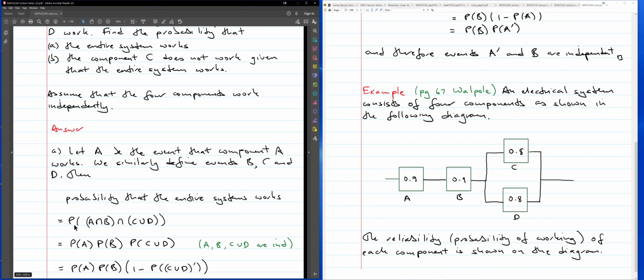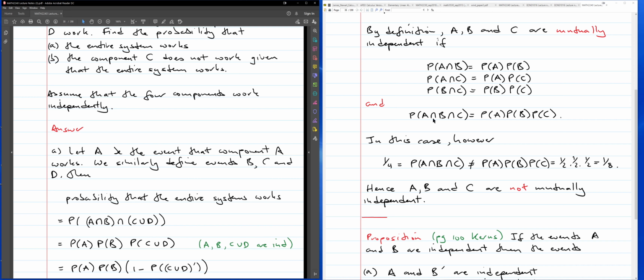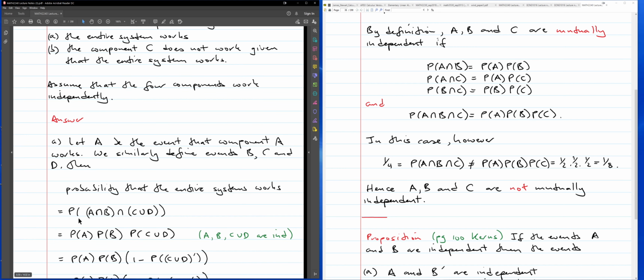If I have the intersection of three events, then really what I'm using is this type of result: if you have the intersection of three events, you multiply the probabilities of each one, assuming you have independence. And we're assuming in the question that your components are working independently. So that's how we go from this line over here to the line below. Now what we need to do is work this out.